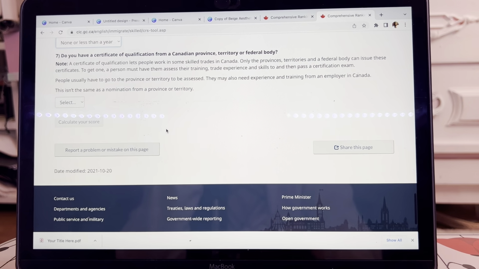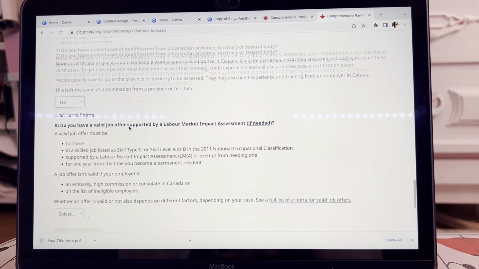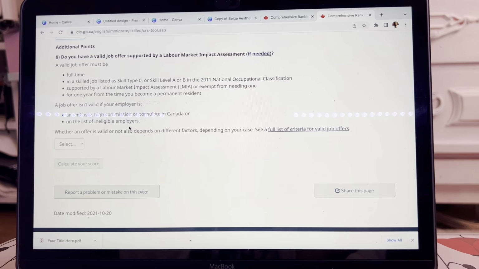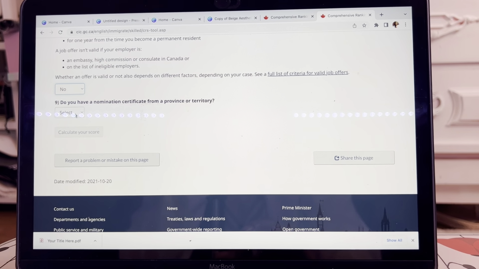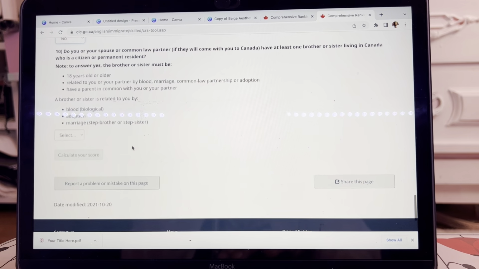Okay, so none. Do you have a certificate of qualification? So I don't have that. And additional points. Do you have a valid job offer supported by the labor market impact assessment? So if you have one, then you can click yes. If you have none, then no. Do you have a nomination certificate from a province or territory? I have none.